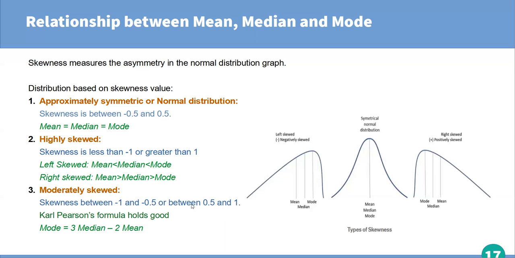Now let us consider a skewness value which ranges between -1 to minus 0.5 and also between 0.5 to 1. This is known as moderately skewed. In this case, we use Karl Pearson's formula, that is mode is equal to 3 into median minus 2 into mean.